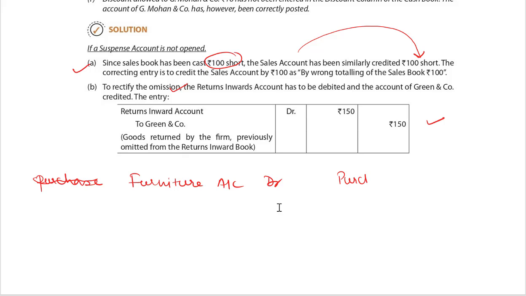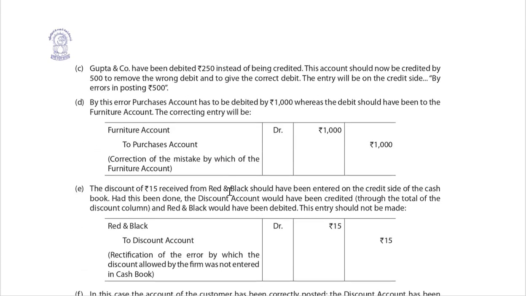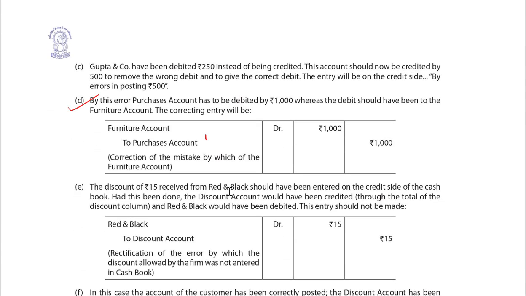So what we have done, we had written purchase account debit 1000. This is the wrong entry. This should be the correct entry. So how will we rectify? Now furniture should be debited. So furniture account debit 1000 and purchase should be credited, so to purchase account 1000. This entry could be rectified like this. See the D point over here, furniture account debited and purchase account credited. I think it makes sense to you.